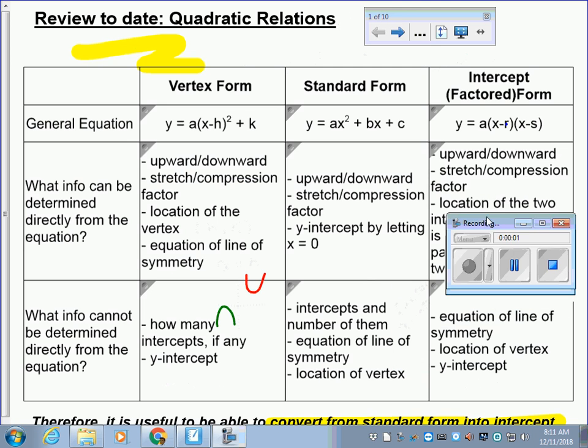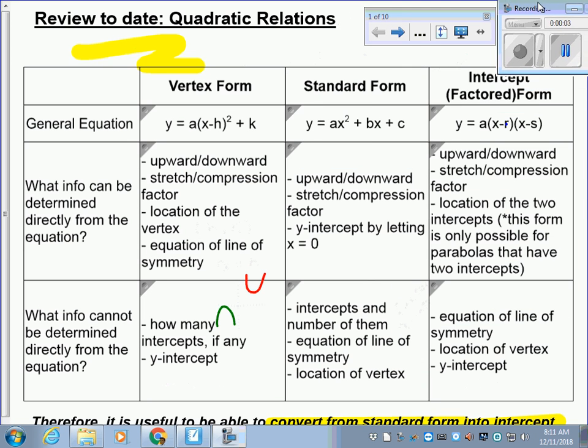What we're going to deal with today is the quadratic relations. And what I want you to do is take a moment and copy down this entire chart here. Now, you'll notice that I have some things that are highlighted. They'll show up as we go along with the lesson.